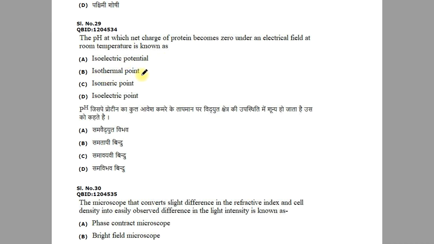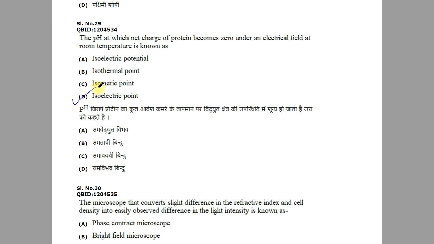B, isothermal point. C, isomeric point. D, isoelectric point. And the correct one is the option D, which is the isoelectric point.